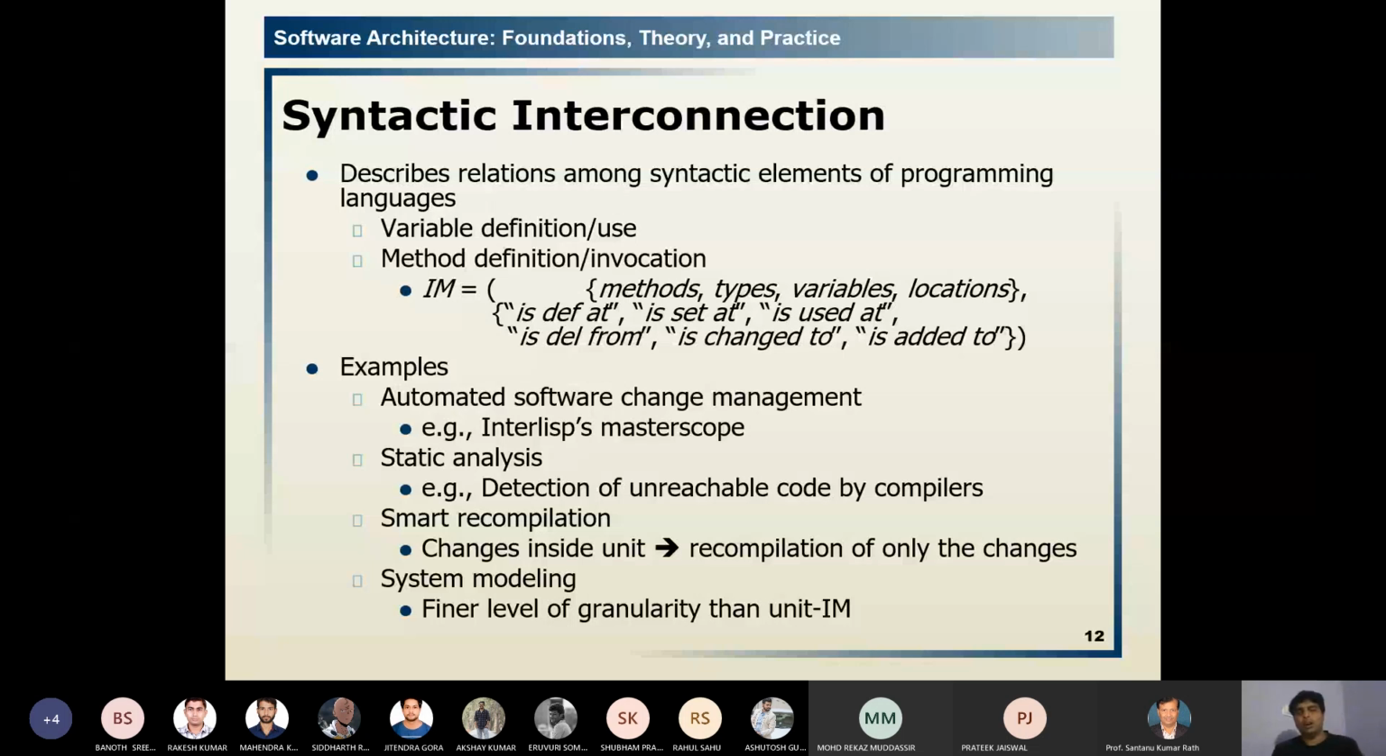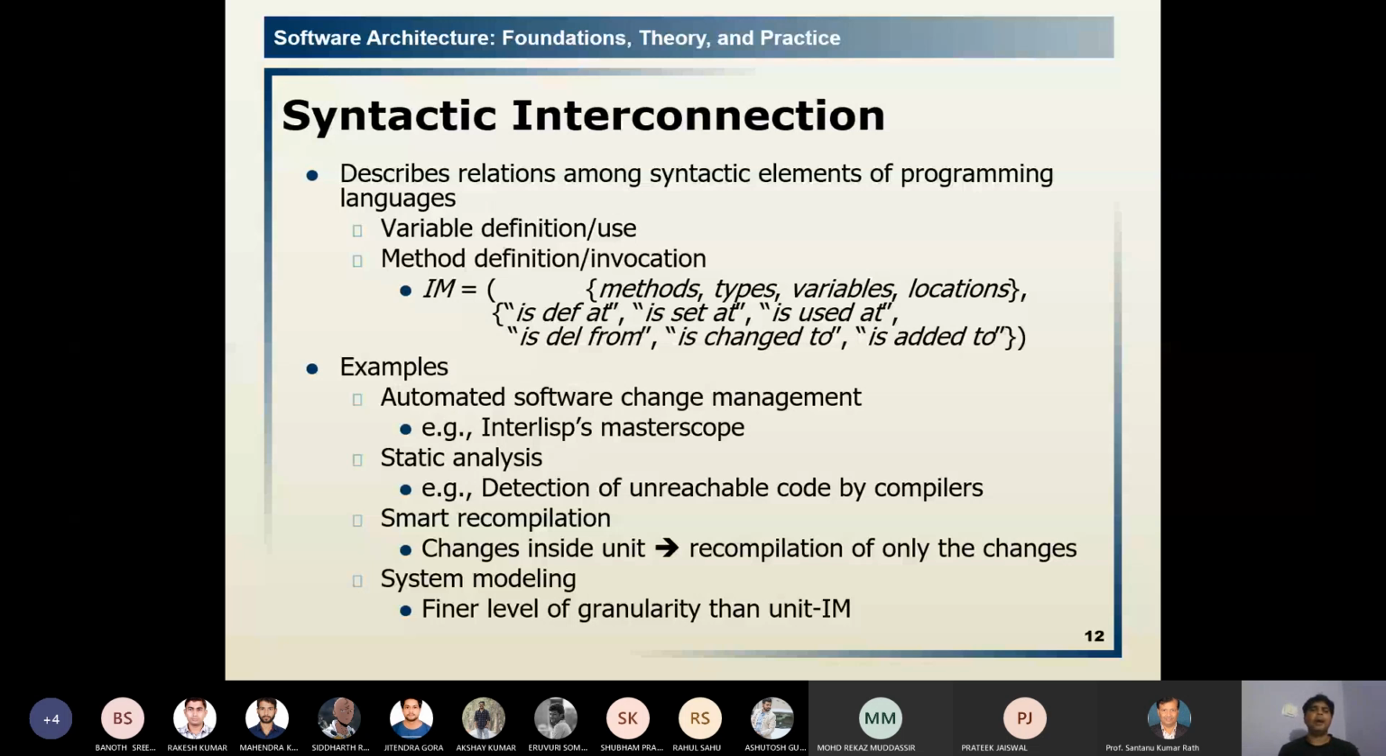Then examples: automated software change management, the Interlisp masterscope. Then static analysis, the detection of unreachable code by the compiler. Then for smart recompilation, change the inside of units and again go for recompilation. Then system modeling at a finer level of granularity. System modeling means a finer granularity than the unit interconnection model. So these are some notations used in the syntactic interconnection.